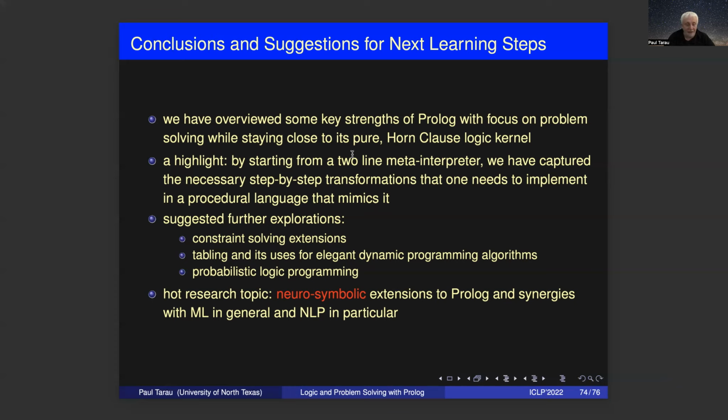Some suggested further explorations going beyond Prolog, even historically: constraint solving extensions are very nice. Tabling is very useful, and then variants like probabilistic logic programming bring us closer to this very important next research topic, which is neurosymbolic extensions to Prolog and synergies with machine learning in general and natural language processing in particular.